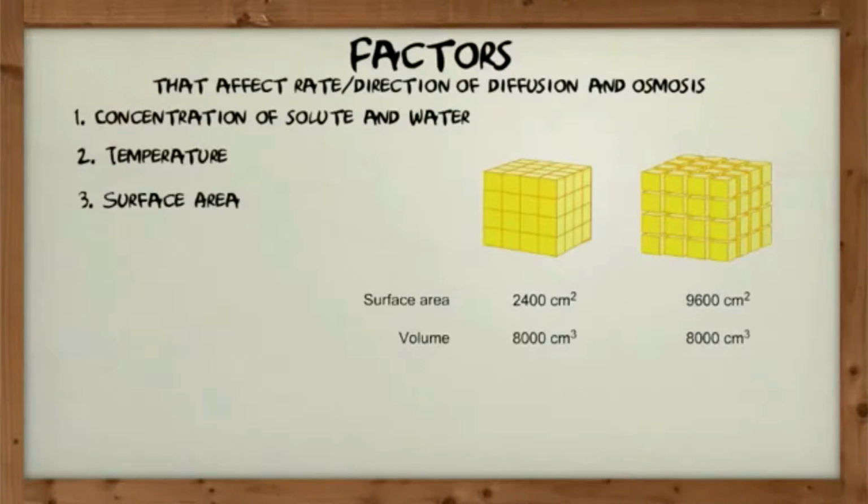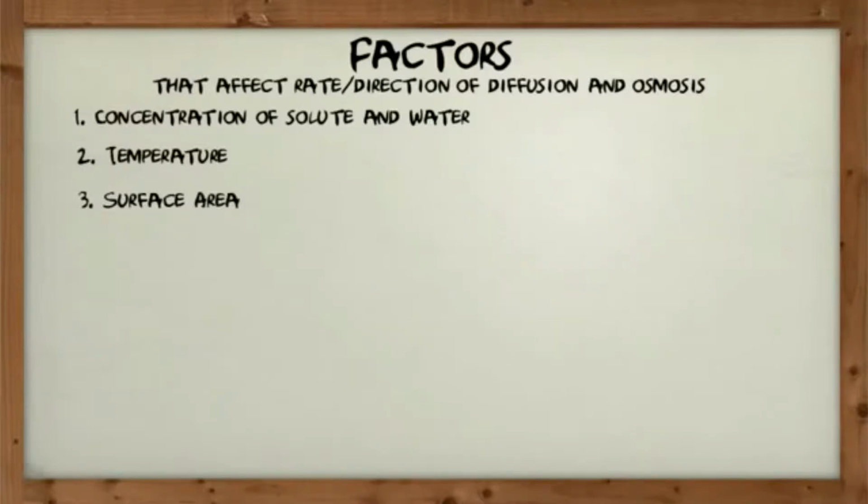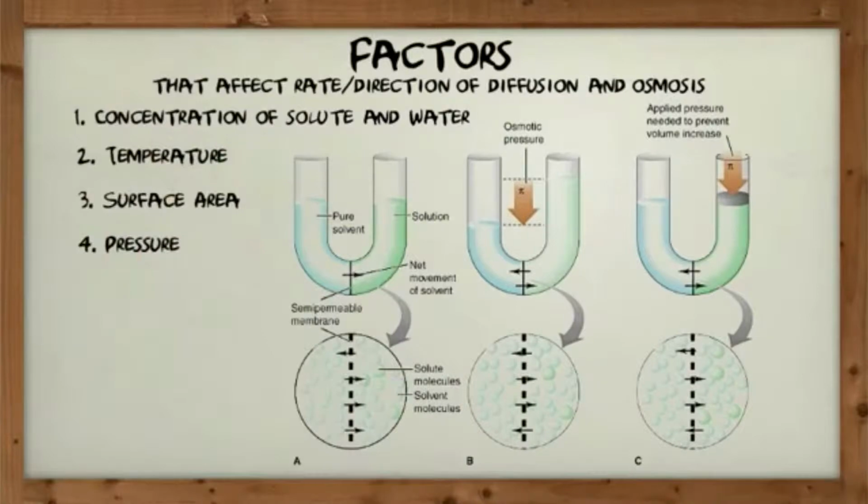In this diagram, the cubes represent the cells. On the left side, we have a large cell, and on the right side, we have many smaller cells. However, for the same amount of volume, you have a greater total sum of surface area for the many smaller cells. And this is beneficial to the cell because of the high rate of diffusion and osmosis in transporting nutrients and wastes. Pressure includes osmotic pressure. It is the pressure required to stop osmotic flow.